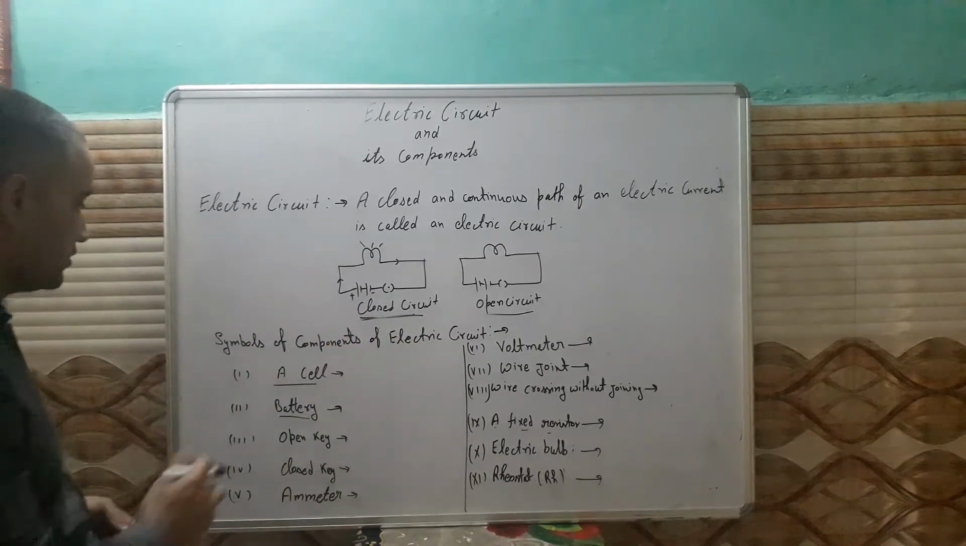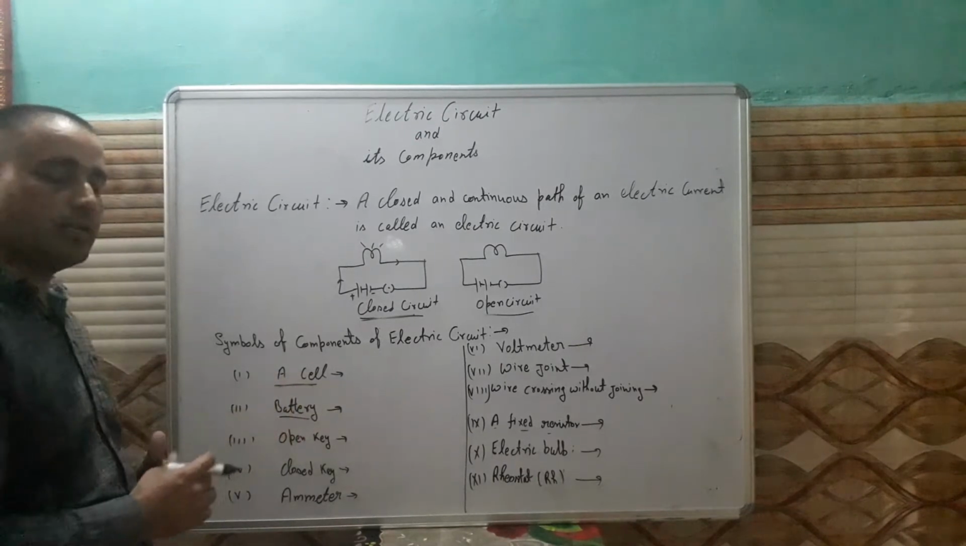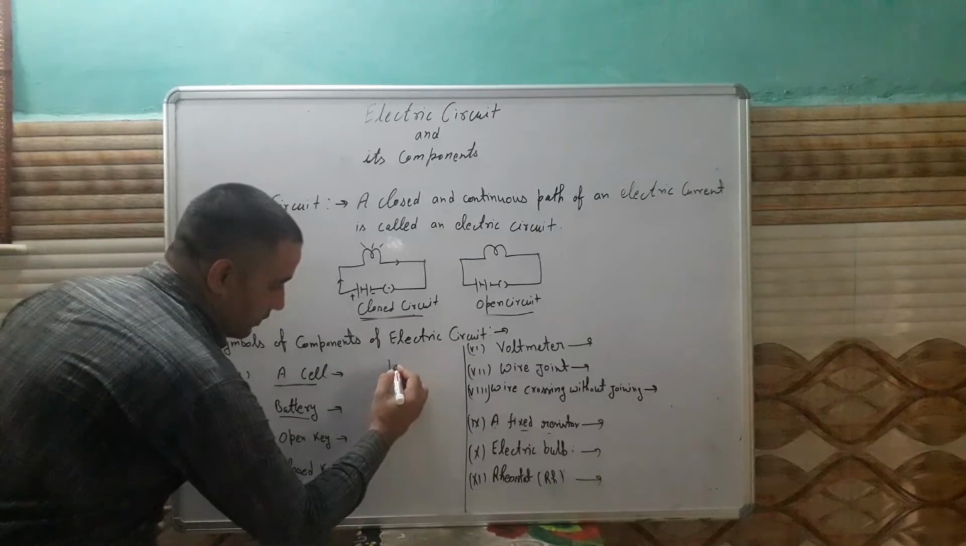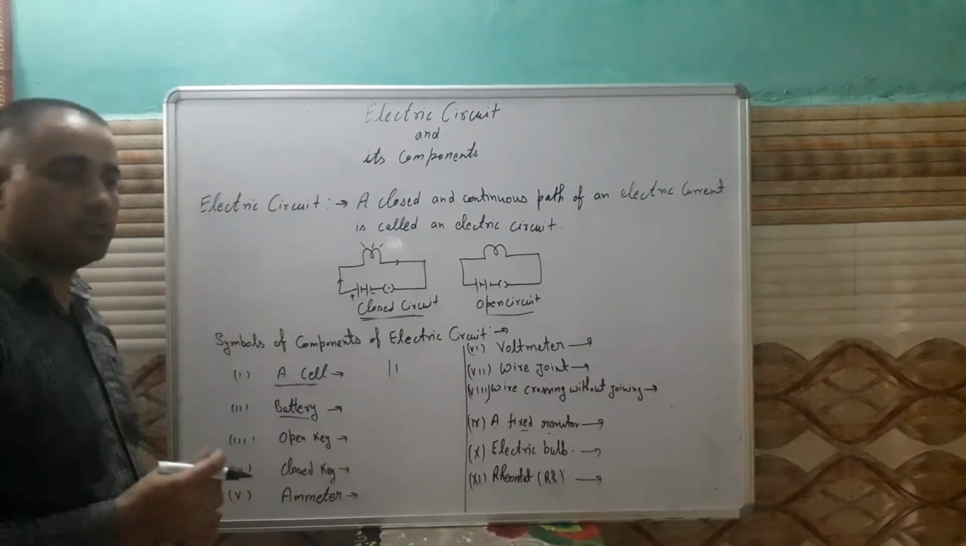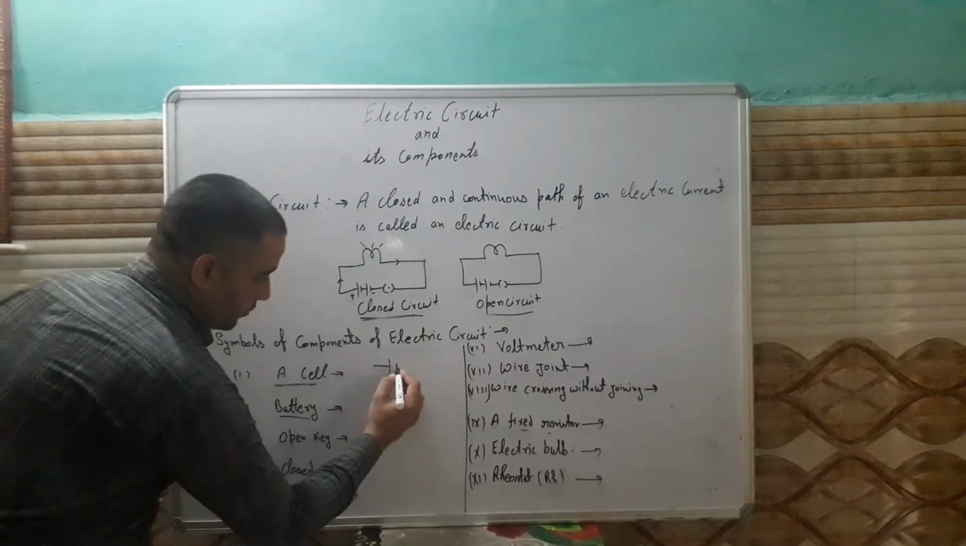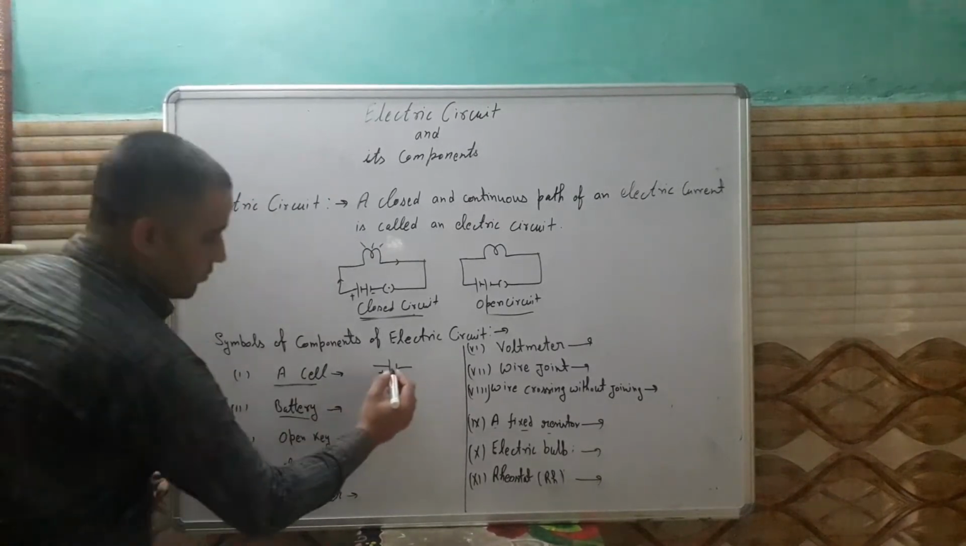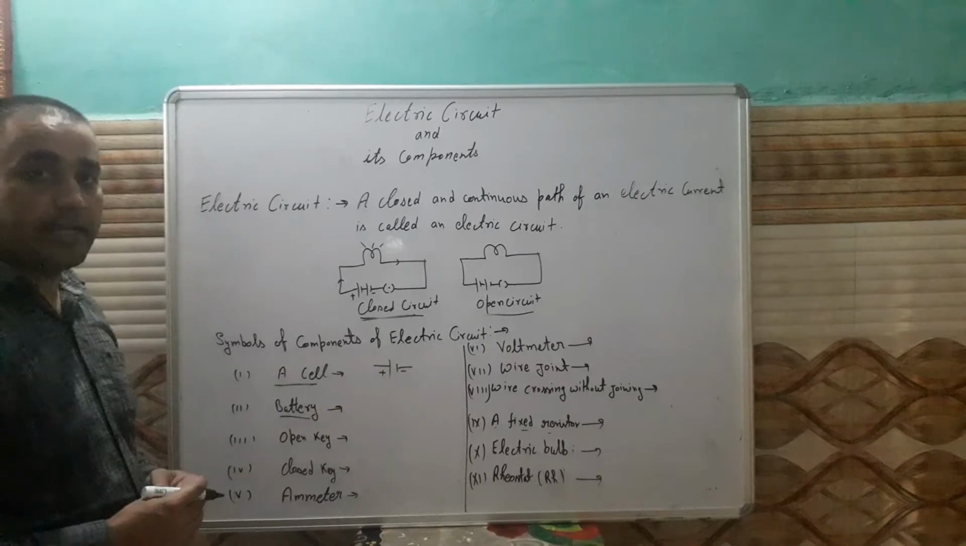First of all, we are going to discuss the cell. How can we represent a cell? We can represent a cell with the help of two lines. One is a longer line and the second one is smaller. The longer line represents the positive terminal of the cell and the smaller line represents the negative terminal of the cell.